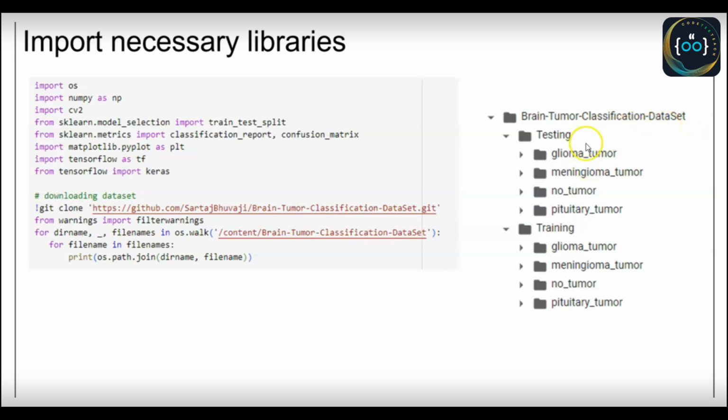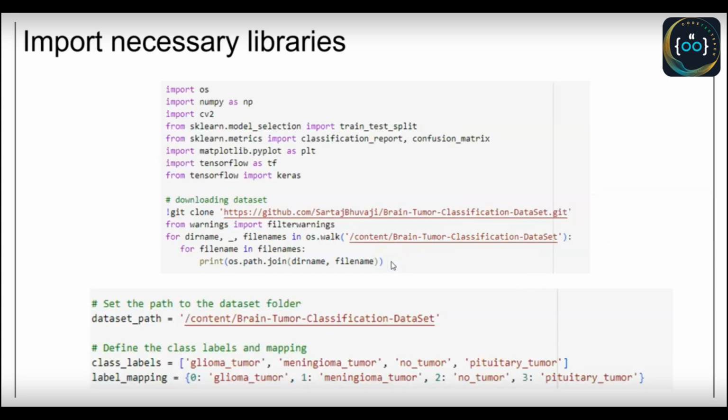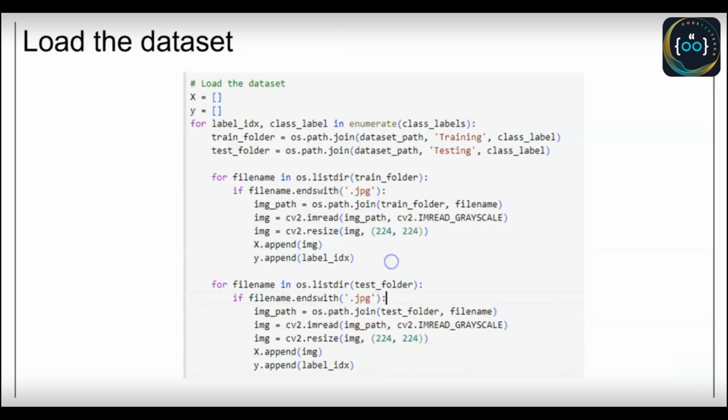In that folder, you have 2 subfolders, one for testing and one for training. In both the subfolders, you have additional folders that correspond to the 4 types of classification. We then define the paths to the dataset folder and define the class labels and create a mapping dictionary for class labels. The next step is about loading the dataset.